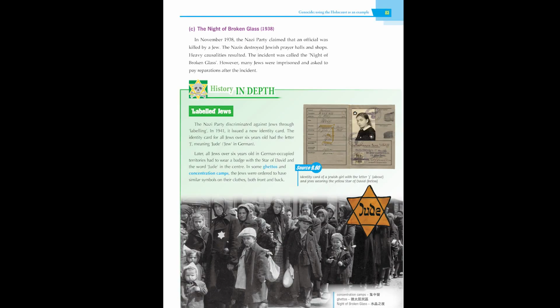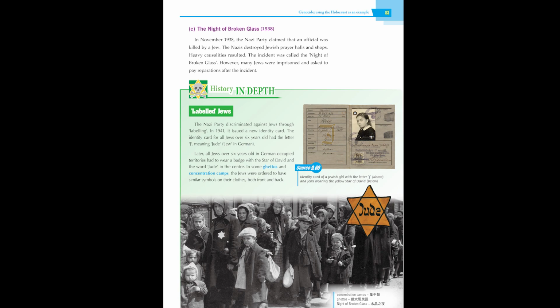C. The Night of Broken Glass, 1938. In November 1938, the Nazi Party claimed that an official was killed by a Jew. The Nazis destroyed Jewish prayer halls and shops. Heavy casualties resulted. The incident was called the Night of Broken Glass. However, many Jews were imprisoned and asked to pay reparations after the incident.